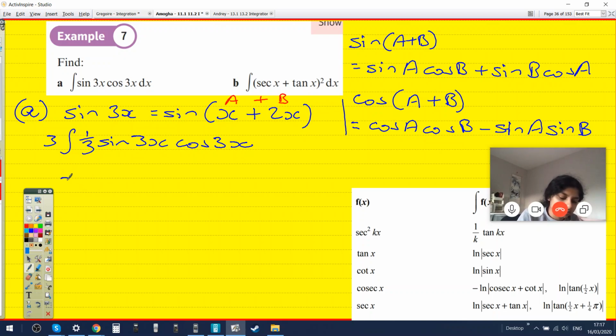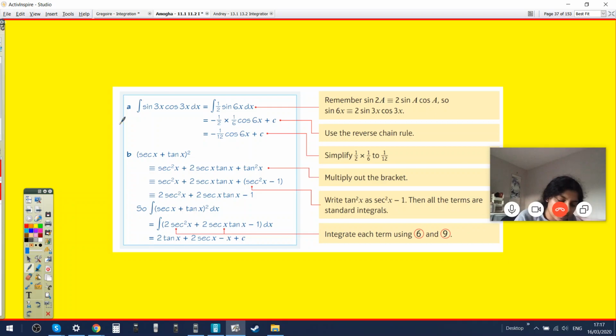And you get what, sorry? So the final answer would be 3 cos squared 3x over 2 plus c. Maybe.